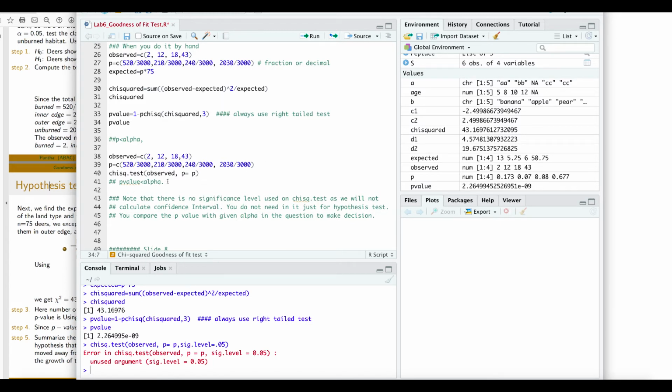So one of the very important things here is that in all the hypothesis testing so far, we use significance level 0.05 or confidence level 0.95, or 0.90, 0.98, like that, right?